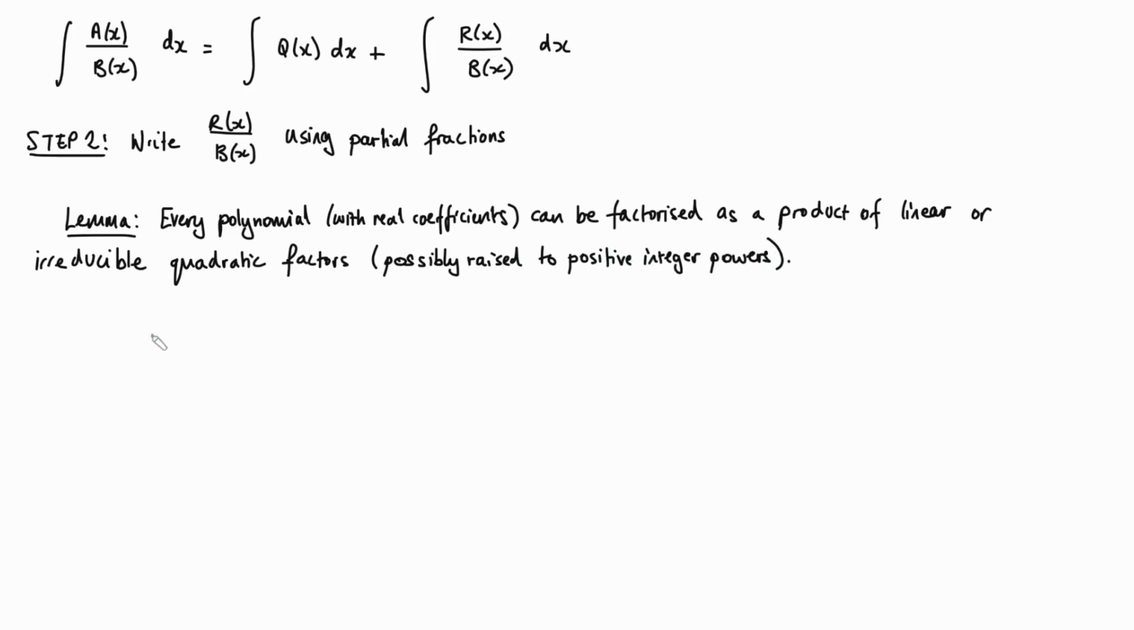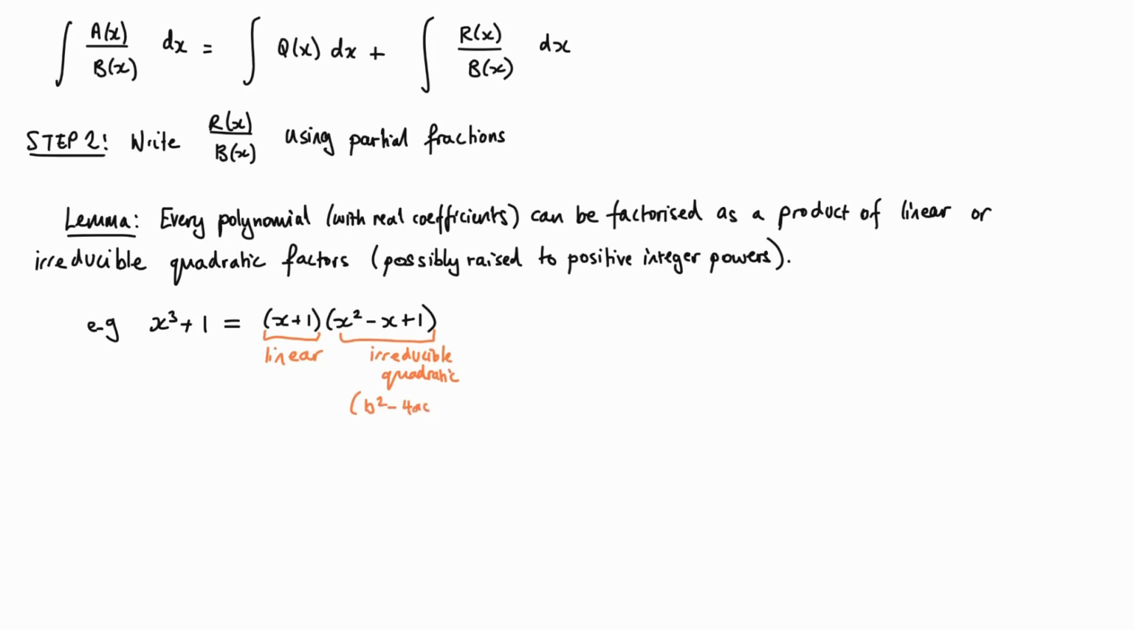So what I mean is I can take a polynomial like x cubed plus 1 and I can write it as x plus 1 times x squared minus x plus 1. x plus 1 is a linear polynomial, right? It's just a linear term, and x squared minus x plus 1 is an irreducible quadratic. It's a quadratic whose discriminant is less than 0 in GCSE notation. If we solved that equal to 0, it would have no real roots.